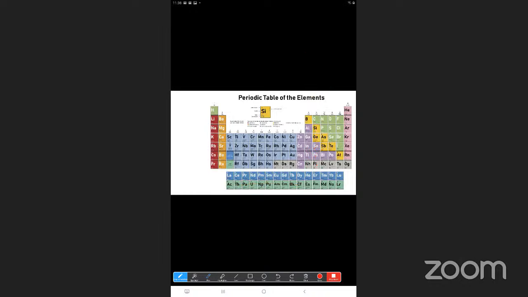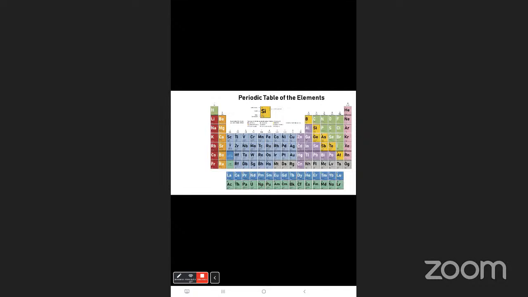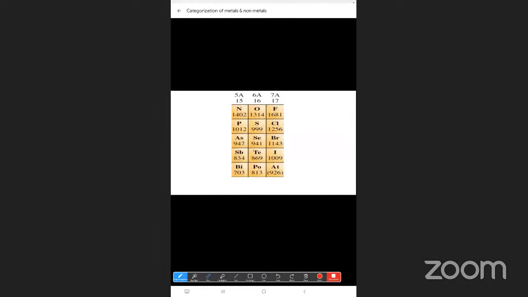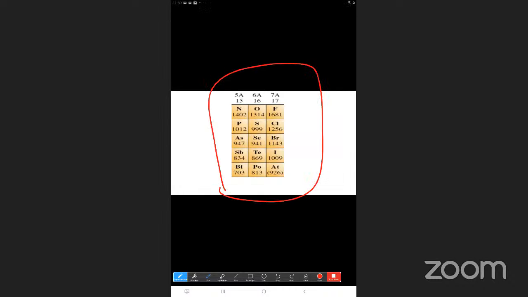Now, next groups we have 5A, 6A and 7A. These elements are non-metals. The 5A, 6A and 7A are non-metals. Now, here these elements also have ionic property.